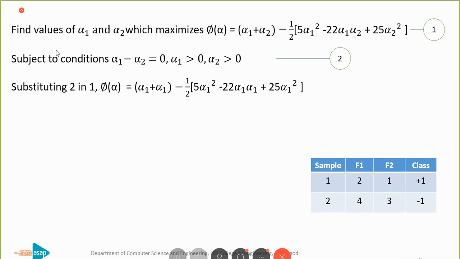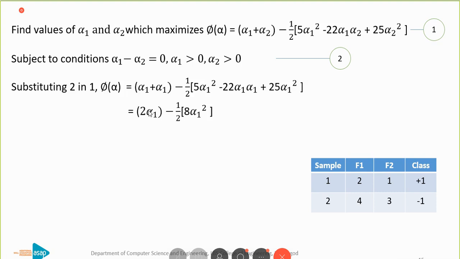So the condition, alpha 1 minus alpha 2 is equal to 0, means alpha 1 is equal to alpha 2. So I'm going to substitute that in the equation. So I'm substituting 2 in 1. When I do that, this is the expression you have, phi of alpha, where you have to maximize alpha 1 and alpha 2.